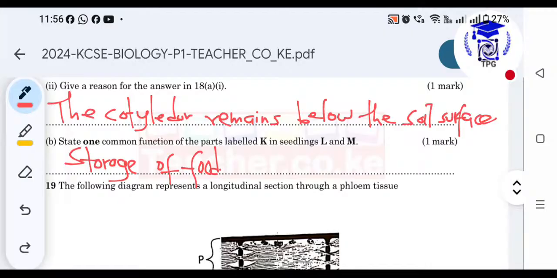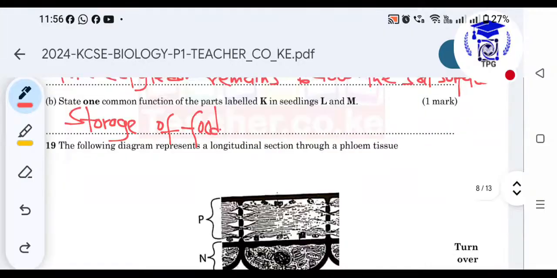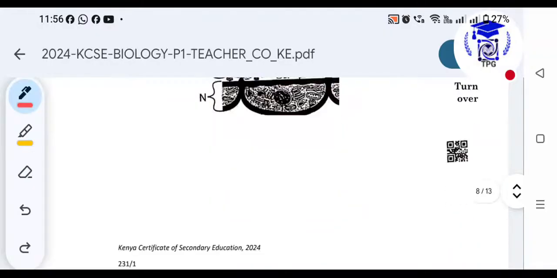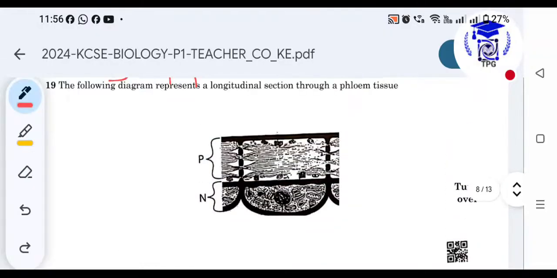Storage of food. Number 19. The following diagram represents a longitudinal section through a phloem tissue. So that is the phloem tissue. We have P and N.